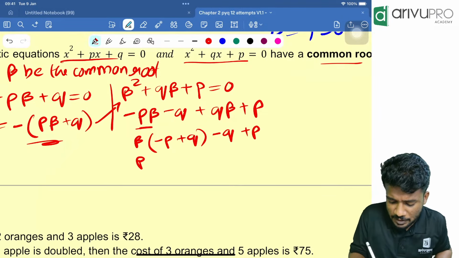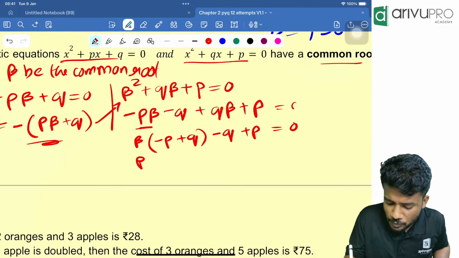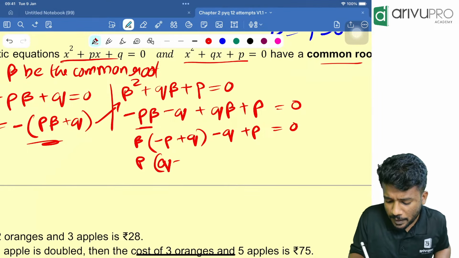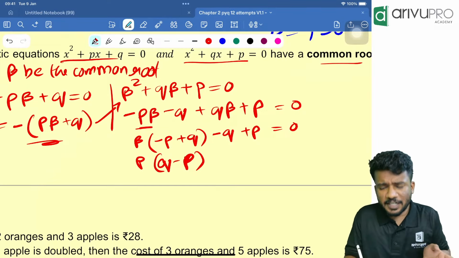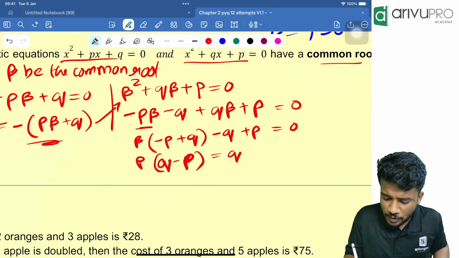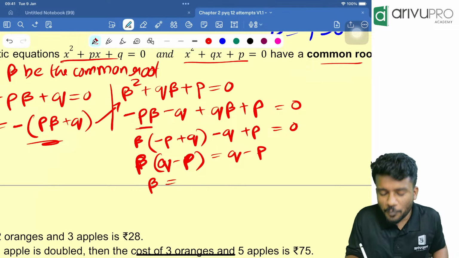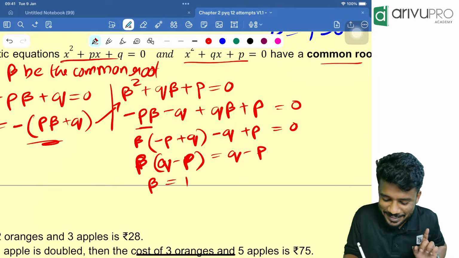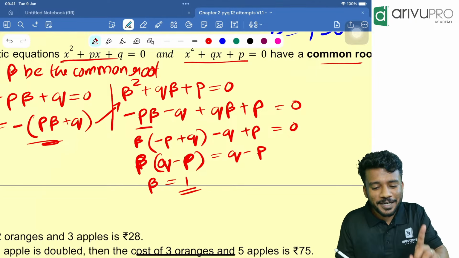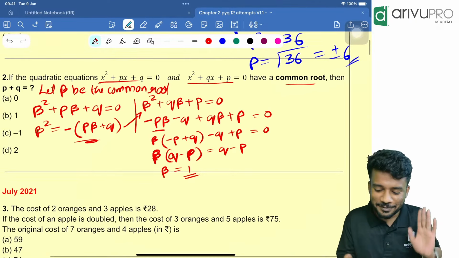Now if I rearrange, which is equal to what? Which is equal to 0. That means q minus beta, sorry, q minus p. Then if I take it to the other side, it will become what? Q minus p. From this, beta is equal to how much? Beta value is how much? 1. Everyone got the point? How much is the beta value? Beta value is equal to 1.